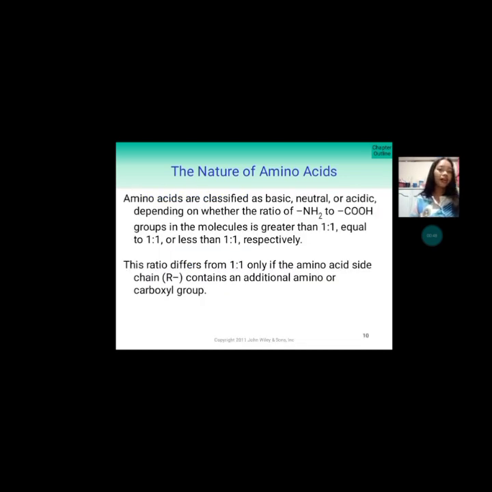Amino acids are classified as basic, neutral, or acidic depending on whether the ratio of NH2 to COOH groups in the molecule is greater than 1 to 1, equal to 1 to 1, or less than 1 to 1 respectively. This ratio differs from 1 to 1 only if the amino acid side chain R contains an additional amino or carboxyl group.